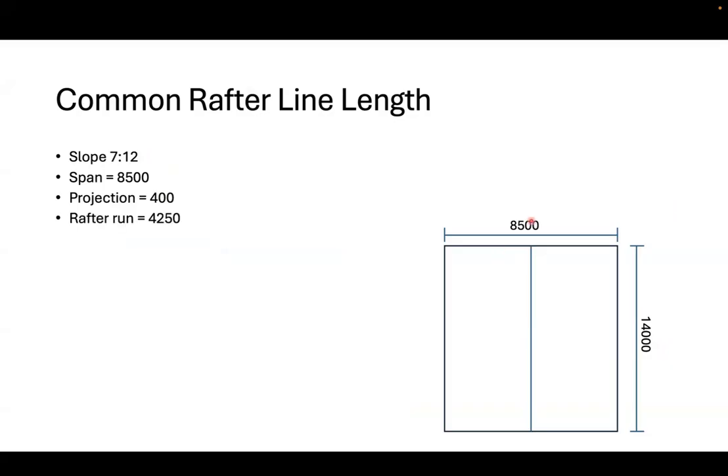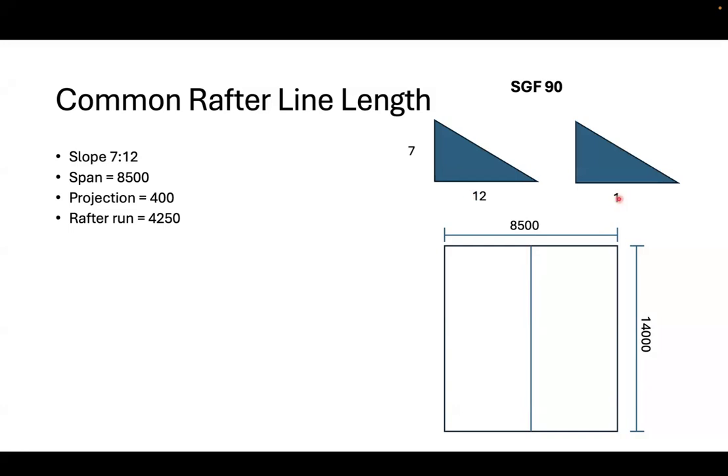To find the rafter run, we take the span or the width of the building and divide it in 2, because the rafters only go halfway from the plate to the ridge. Then we figure out our SGF. Always do that first. So draw our first triangle. Our slope is a 7 to 12. Then draw the same thing again, turning it into a base 1. So 12 divided by 12 is 1. 7 divided by 12 is 0.583. A squared plus b squared equals our SGF, which is 1.158. And that is the number that we want to work with.